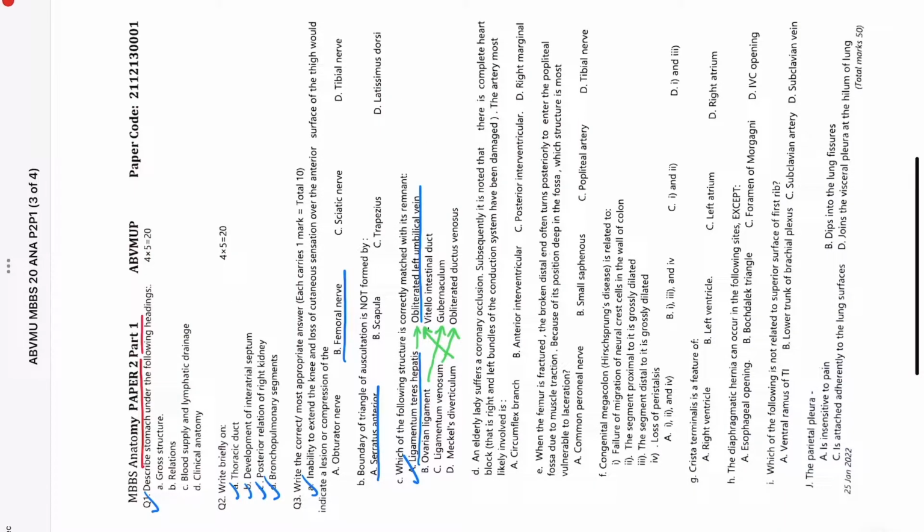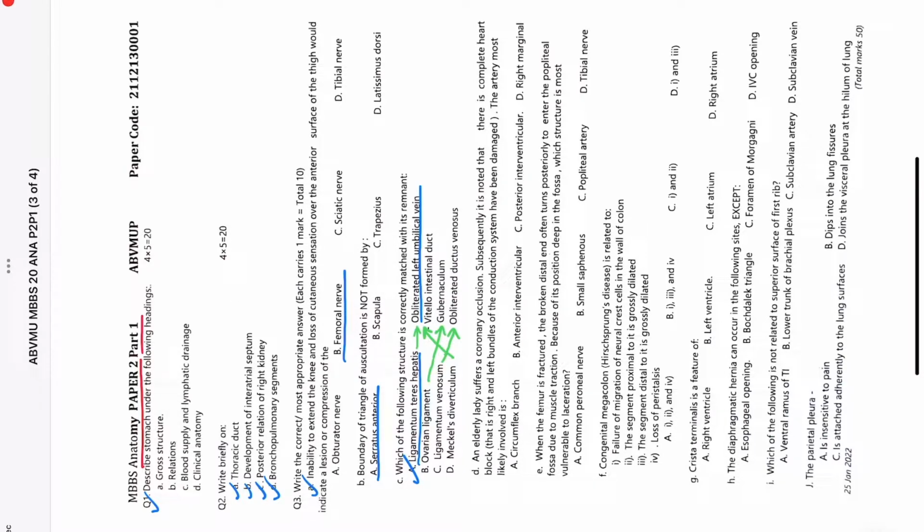Question number 3D. An elderly lady suffers a coronary occlusion. Subsequently, it is noted that there is complete heart block. That is, right and left bundles of the conduction system have been damaged. The artery most likely involved is. That means they are asking about the arterial supply of the AV node. I hope you've guessed what they are asking, right?